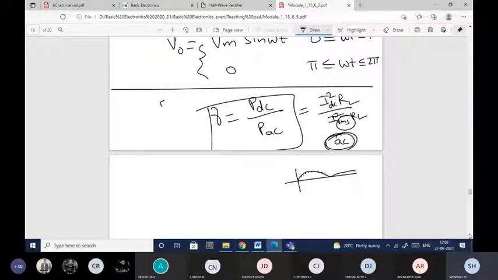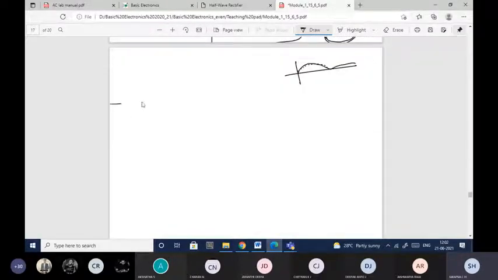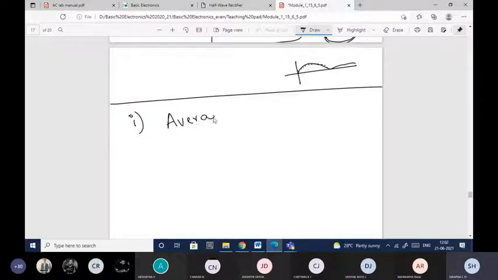In order to find this, I need to calculate the DC current and the RMS value of that signal. First we'll go with the first mathematical equation. Let us find IDC, the average or DC value of the load current.